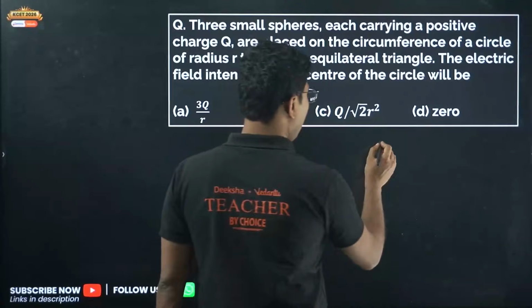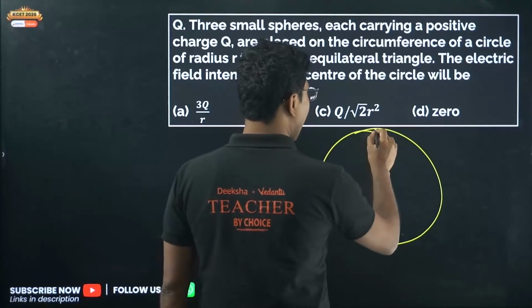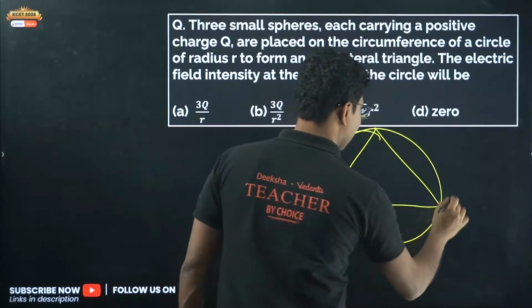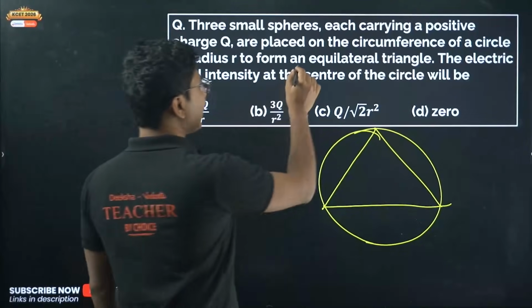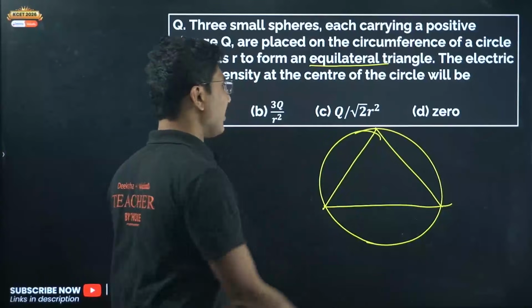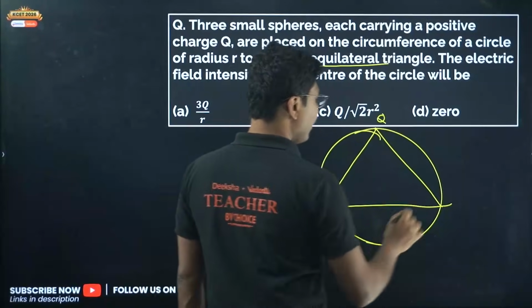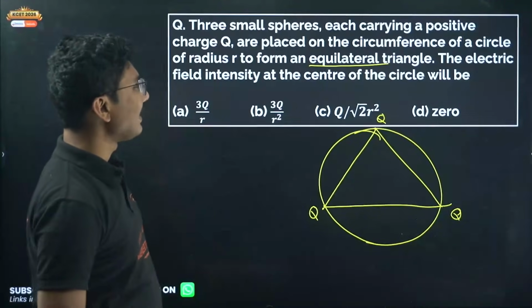So we have a circle, and we also have a triangle inside this circle. It is an equilateral triangle. Okay, equilateral triangle. So here we have Q, capital Q, here we have another capital Q, here also we have another capital Q. So what is the net electric field at the center?